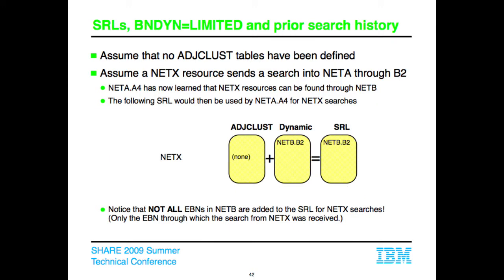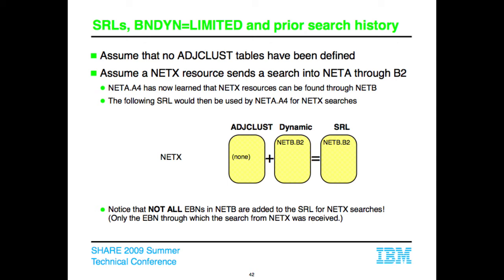Finally, I want to talk a little bit more about prior search history. BN equals limited does not do just the border nodes that have the same net ID as the target LU name. There is one more caveat, and that is if I receive a search request through a border node with some foreign net ID in it, I will remember that I can get to that foreign net ID through that border node and search backwards the next time I look for the foreign net ID. In this example, if a netx SNI attached resource came through a net B2 border node and into A4 with a search request, the request came from the netx LU, then the A4 border node will remember that he can get to netx resources through netb.b2.